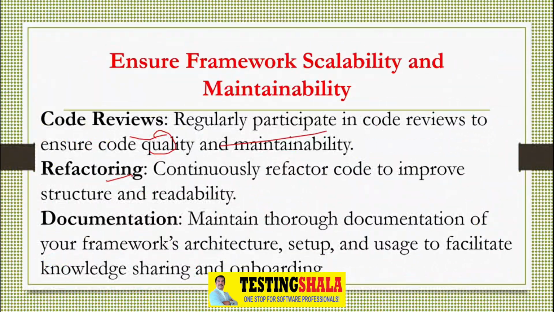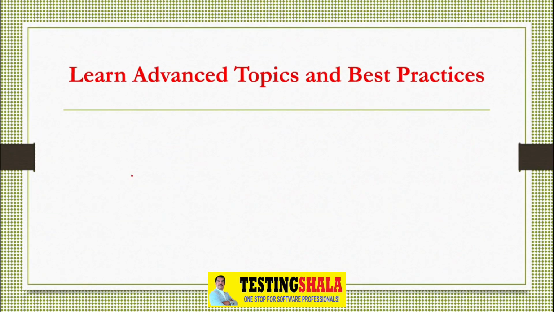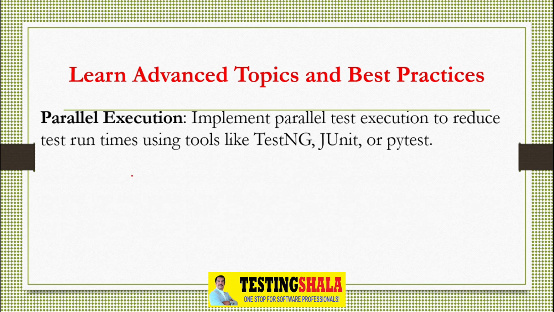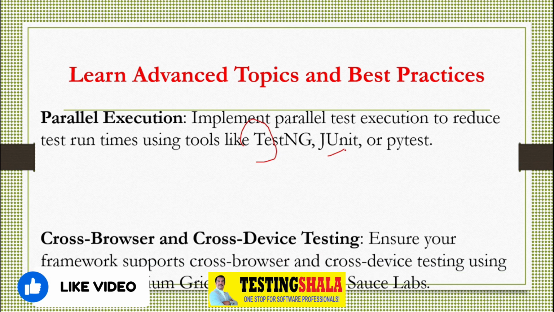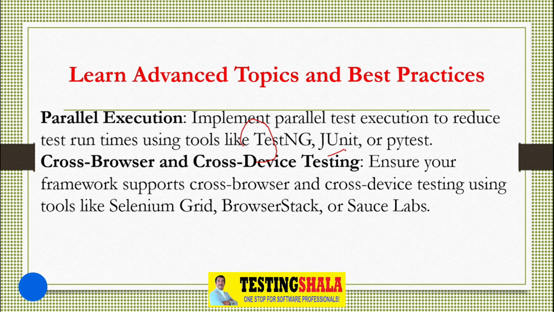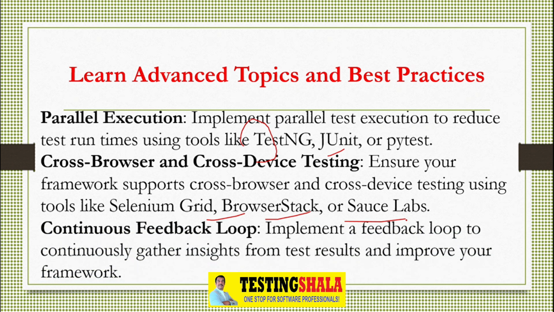And you should not just look at the basics, you should also look at some advanced topics, like parallel execution. For parallel execution, you can use various tools like TestNG, JUnit, or PyTest. For cross-browser or cross-device testing, you can adopt Selenium Grid, BrowserStack, or Sauce Labs. And even after looking at all these things, there should be a continuous feedback loop from the test results to improve your overall framework as well. So you should keep this in mind while learning your automation skills.